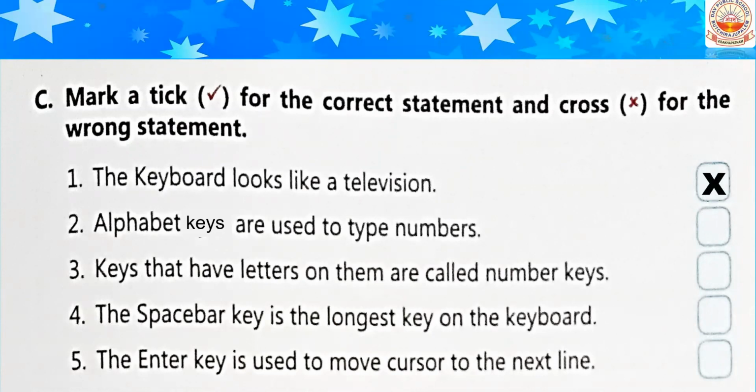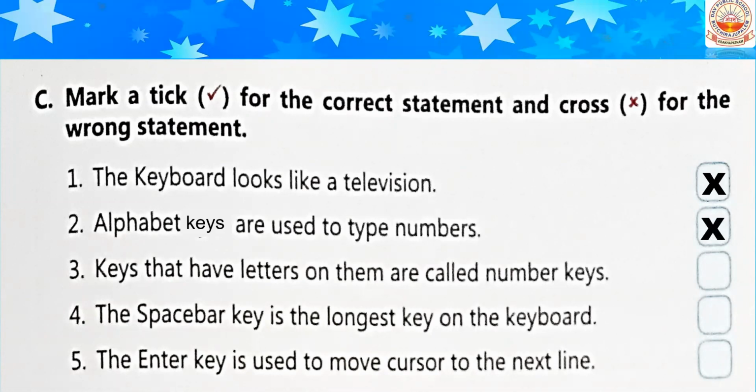The next one. Alphabet keys are used to type numbers. Is it correct, children? What are alphabets? A to Z letters are alphabets. So these keys are used to type alphabets, not numbers. These are not number keys. So that's why it is wrong. You have to put a cross mark.